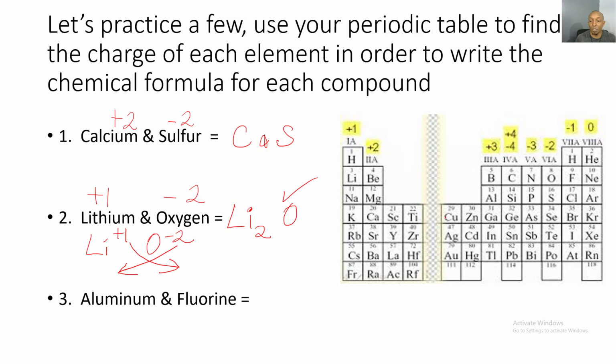And then let's look at our last one. We have aluminum, which has a +3 charge. And then we have fluorine, which has a -1 charge. Using our cross method, we have aluminum, we have fluorine, and we're just going to cross our charges and make them subscripts. So now when we write it, AlF3, or aluminum fluoride. So ladies and gentlemen, if you got yours like this, then you did yours absolutely correct. Good job.